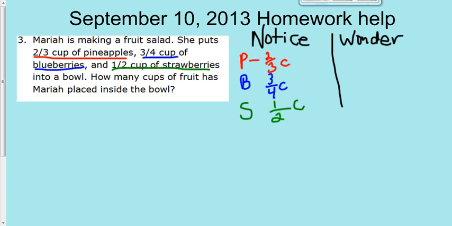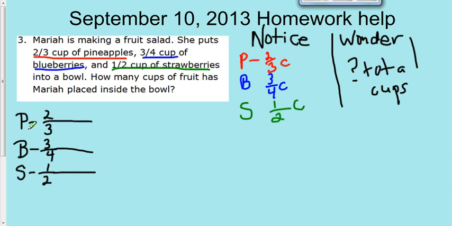Well, what are we wondering is how many cups of fruit has she put inside the bowl? So the question's wanting to know basically total cups. And since I'm looking for the total cups, that means this is an addition problem. So we need to set it up to add our three fractions. If you look in the bottom corner, I have my problem set up: pineapples 2/3 of a cup, blueberries 3/4 of a cup, and strawberries 1/2 of a cup.